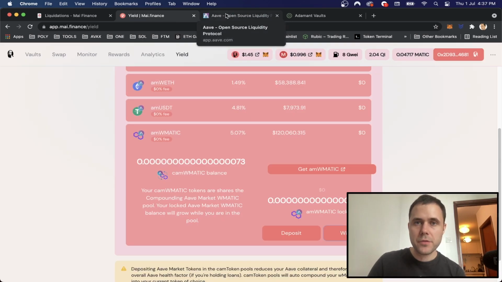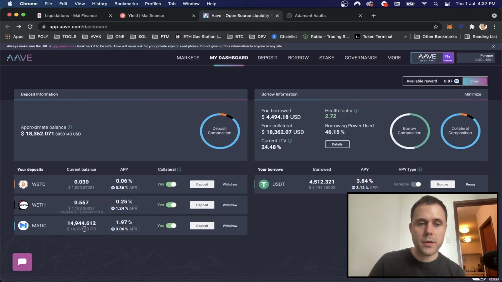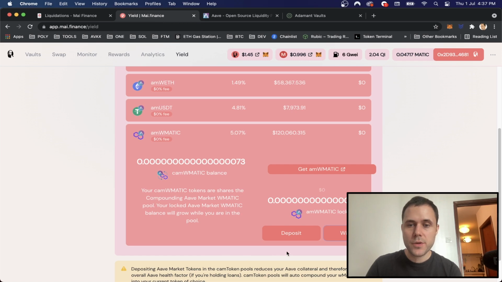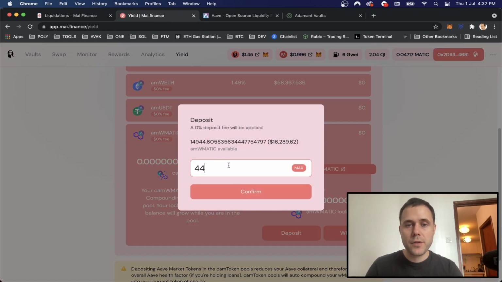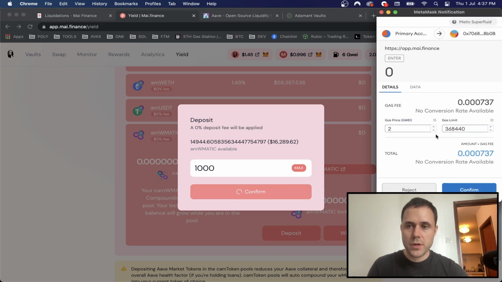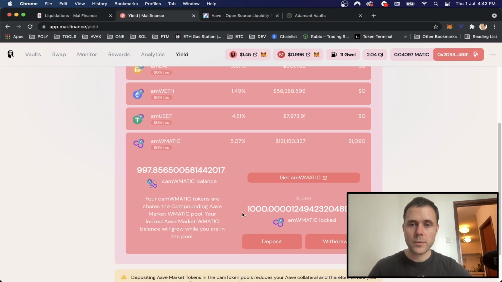Okay, so we just see that my Matic balance on here is almost 15k, 14,944. So we can just come over to here and we can deposit, and we can see that our balance here is 14,944. And I'm going to deposit 1000, and we've got a 0% deposit fee. We can just click confirm. I'm going to up the gas to 6. Okay, and now we can see we've got 1000 AMWrapMatic token locked here.